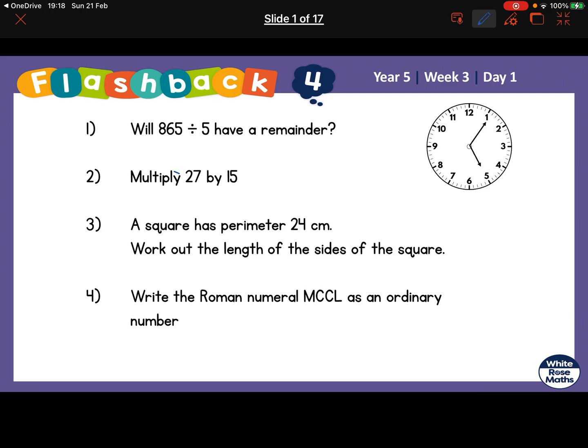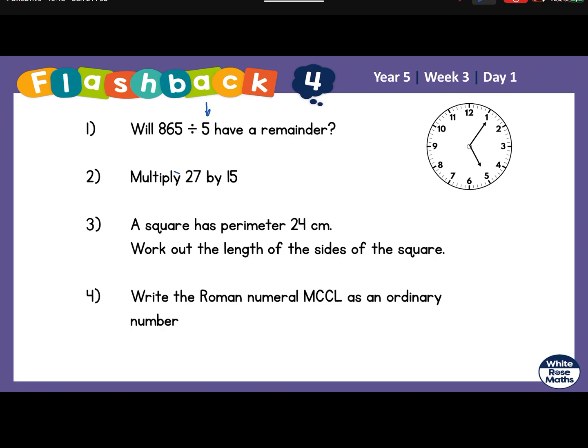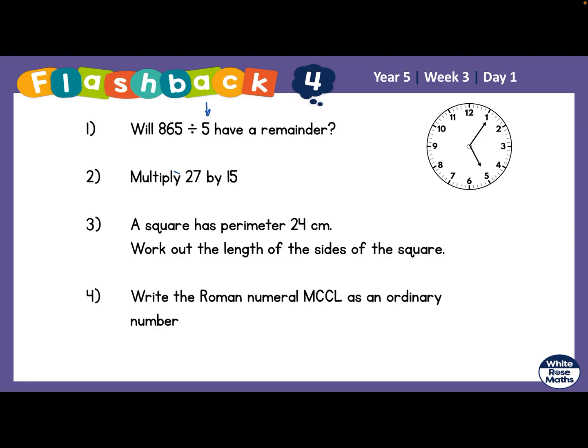865 divided by 5. Have a reminder, use your knowledge of the 5 times table. Multiply these two numbers together. A square has a perimeter of 24 centimeters. Work out the length of each side of the square and write the Roman numeral MCCL as an ordinary number. Pause the video, give it a go, and I'm about to go through some of the answers.